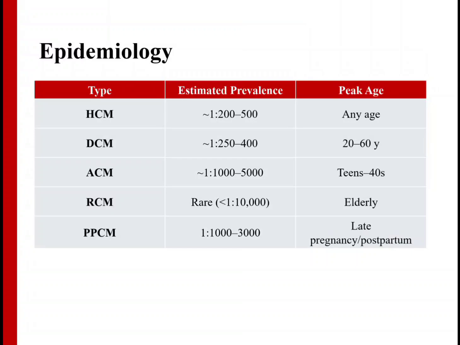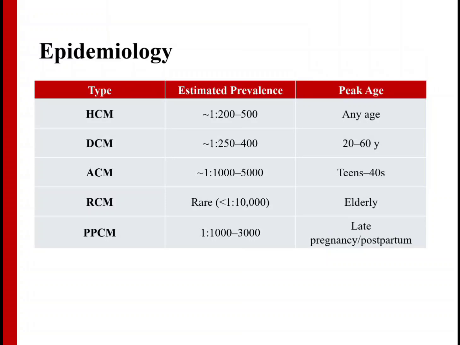Next, arrhythmogenic cardiomyopathy, formerly known as arrhythmogenic right ventricular cardiomyopathy. It is a rare condition with prevalence between 1 in 1,000 to 1 in 5,000 and typically presents in teens to early middle age, and it is often the cause of exertion-related sudden cardiac death. Then restrictive cardiomyopathy, which is the rarest form. It is seen in fewer than 1 in 10,000, primarily in the elderly and frequently underdiagnosed until advanced.